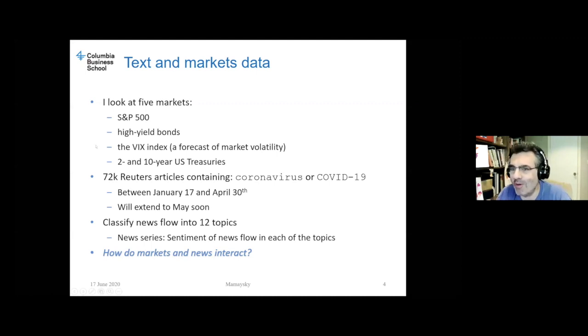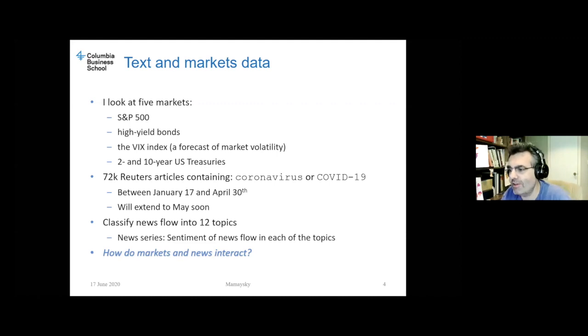So I look at 5 markets. I look at the S&P 500, this broad index of stocks, high yield bonds, the VIX index, which you can think of as a forecast of future market volatility, like how much markets are going to wobble around, and 2- and 10-year treasuries. My news data set is all of the articles carried by the Reuters news service starting from January 17th, which was basically when they first started covering this, through April 30th, all articles that mentioned the terms coronavirus or COVID-19, and there are 72,000 such articles.